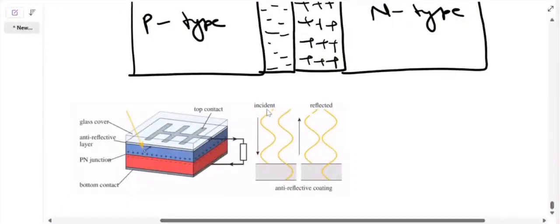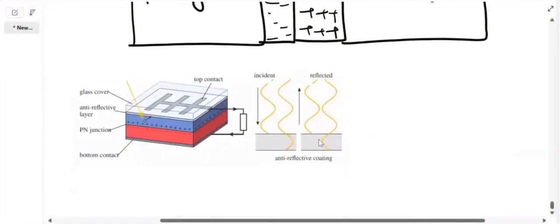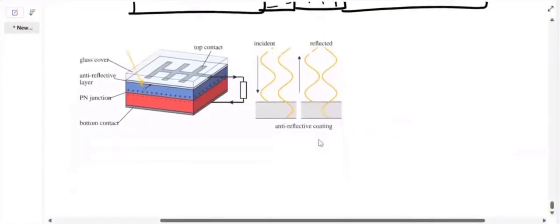Making sense? See here the light is incident. Due to the anti-reflective coating, it will go inside and it will not come out, so reflection is not happening. Observed? Clear? Yes, ma'am. Any doubts? No, ma'am. Sure? Yes, ma'am. Okay, moving to the next topic.